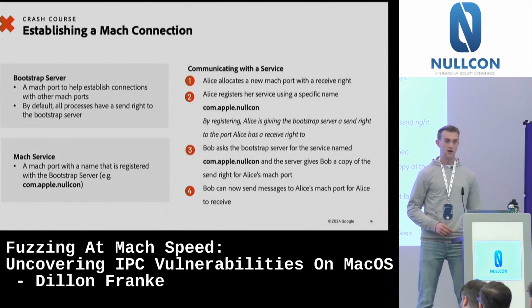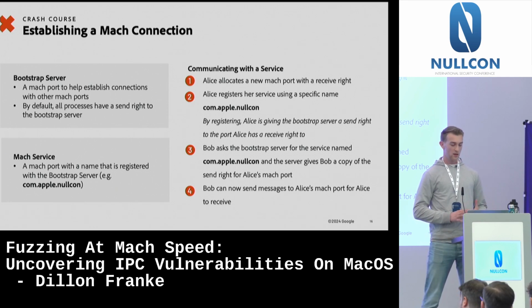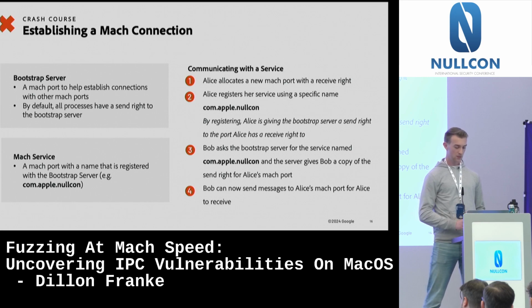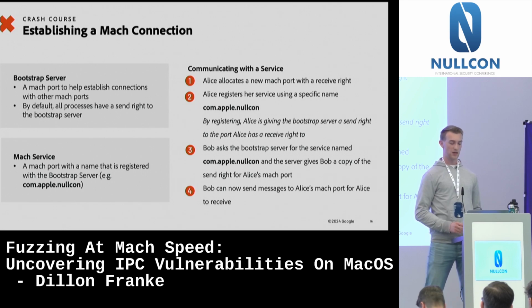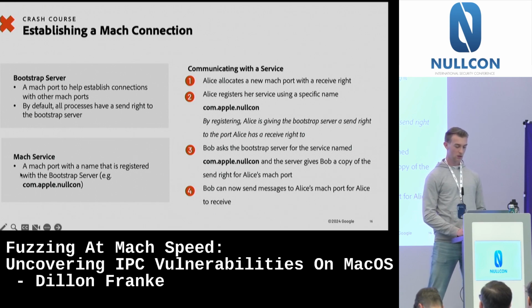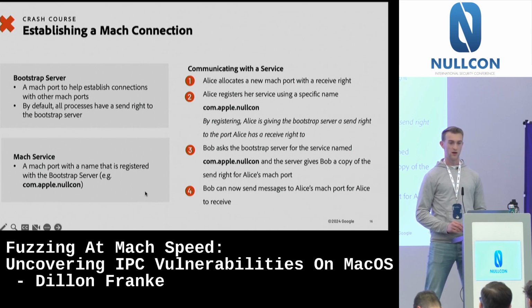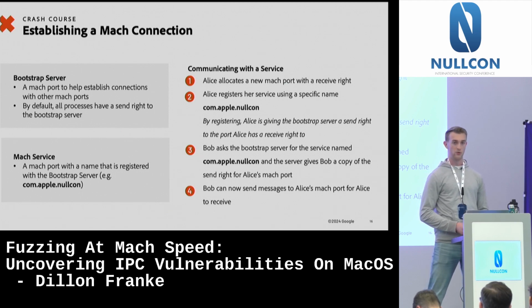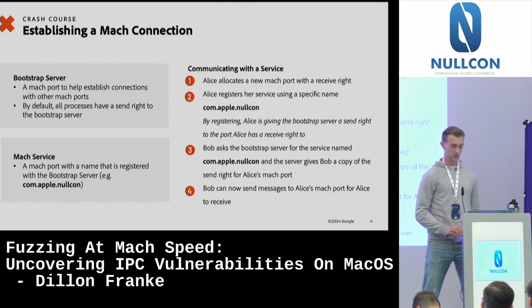So let's talk a little bit about how two processes would actually establish a Mach connection. So this typically starts from what's called a bootstrap server. This is a Mach port that's specifically enabled to help establish connections. And by default, all processes are going to have a send right to that bootstrap server. There's also this notion of a Mach service, which is really just a Mach port with a name that is registered with the bootstrap server. So for example, com.apple.nullcon. And this kind of operates a little bit similarly to how DNS works.